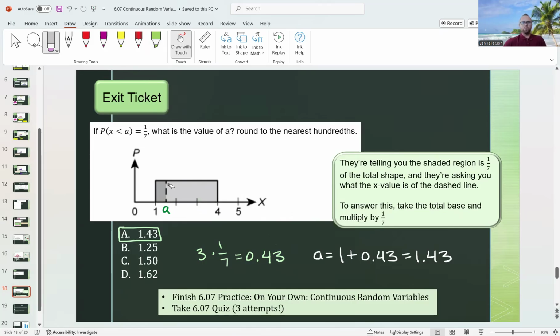Okay, but you want to know where A is. It's not just 0.43, right? It's the distance from 0 to A. Have to be very careful with this problem. So we're adding 1 plus the additional 0.43. And that's it for today.